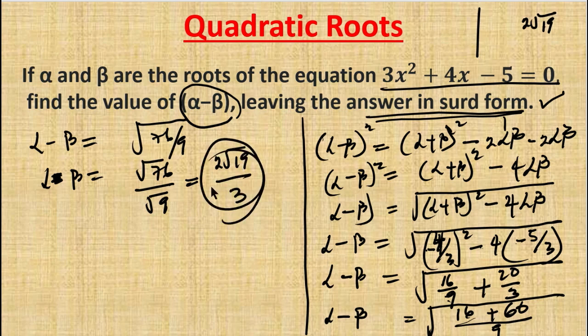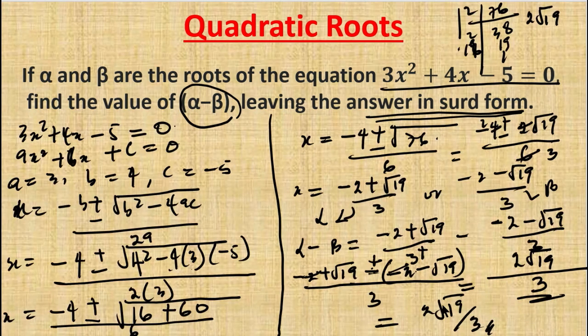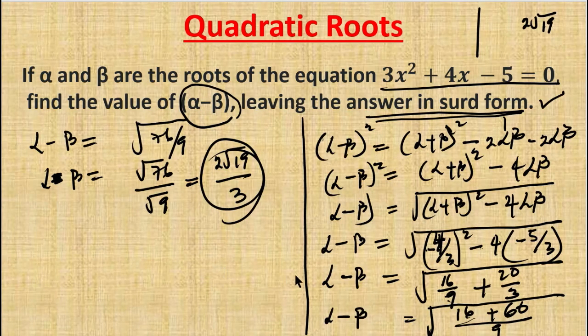Now let's compare this with what we got the other time. This 2 root 19 over 3, and from our previous formula, this is 2 root 19 over 3. So whichever way you decide to get it, you still get 2 root 19 over 3. I hope you understand. I used both methods.